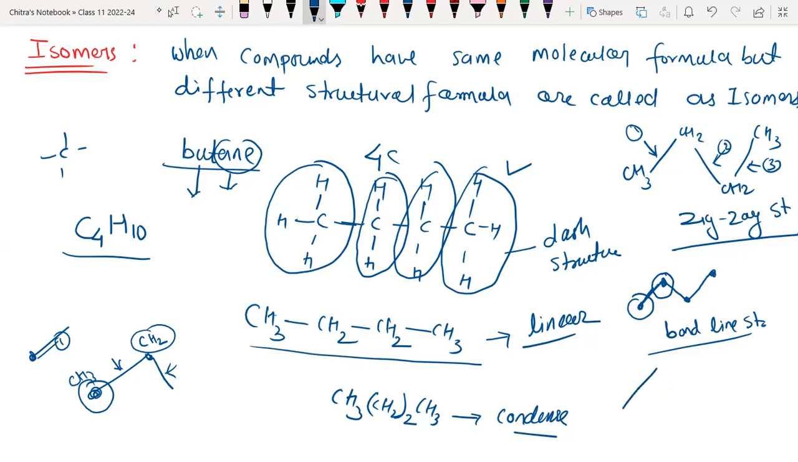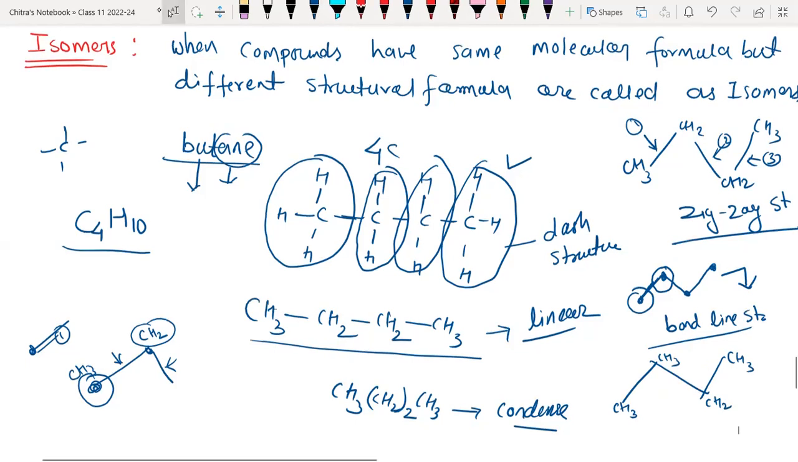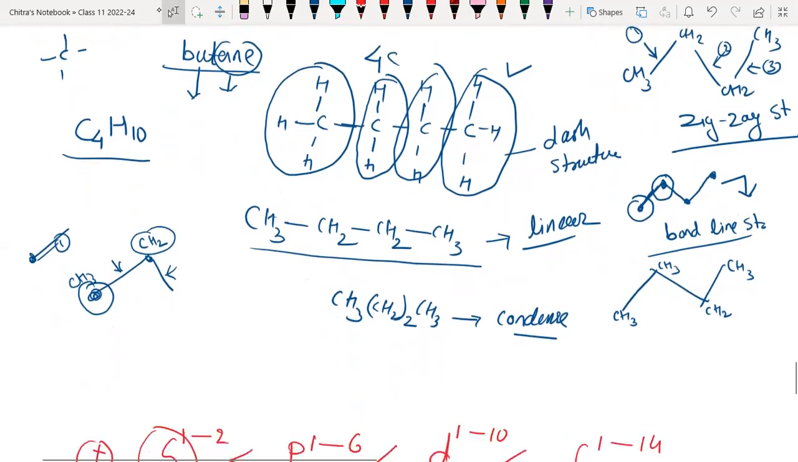Yes, sir. So here we have CH3, here we are going to have CH2, here also CH2, and here again CH3. So that one is called the bond line structure. Any doubt in how to form a bond line structure? No, sir. Okay, so now I am asking one question for a different compound.